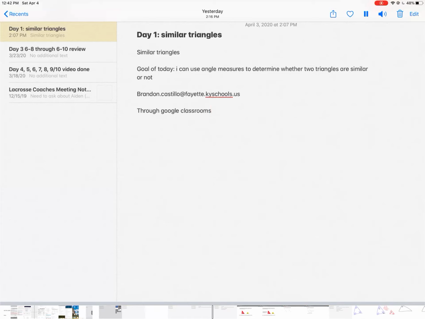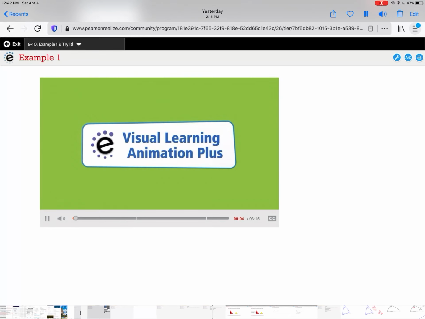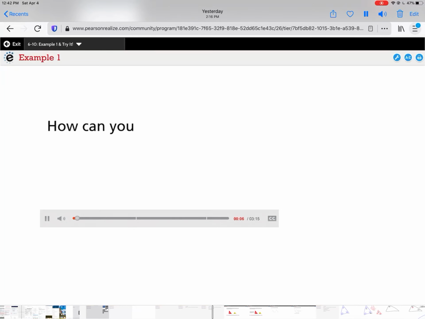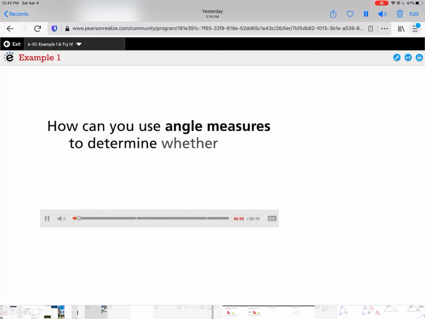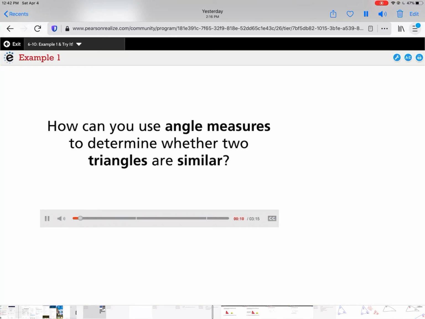We're going to go into the examples that I'm sure you guys missed so much. We're going to go through an example real fast. How can you use angle measures to determine whether two triangles are similar? Think about this question during the lesson.